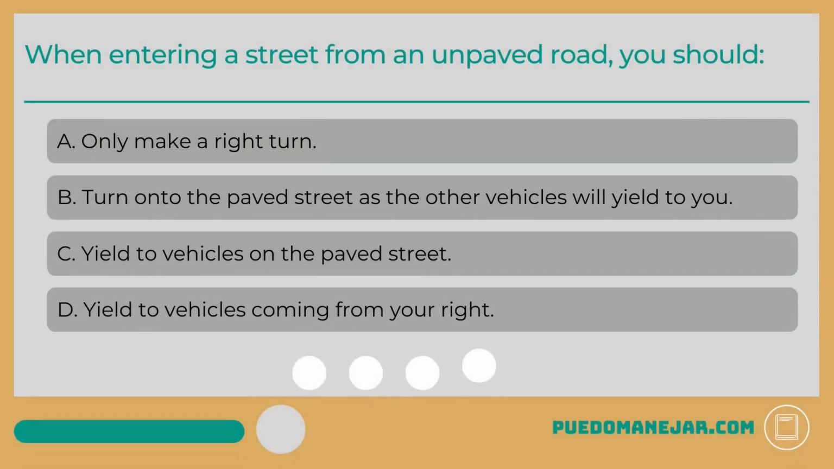When entering a street from an unpaved road, you should A. Only make a right turn. B. Turn onto the paved street as the other vehicles will yield to you. C. Yield to vehicles on the paved street. D. Yield to vehicles coming from your right.